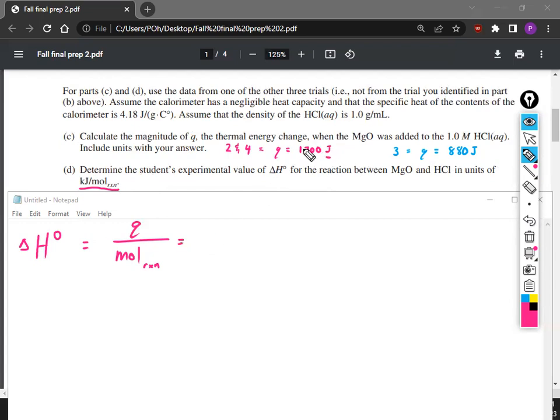All right, so let's do this for trials 2 and 4. Okay, so for trials 2 and 4, the heat of the reaction was, you got to do kilojoules, right? 1.7 kilojoules. Okay. All right, and then we're gonna divide it by the moles of the reaction. Okay.